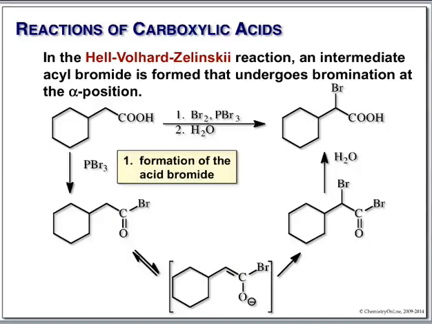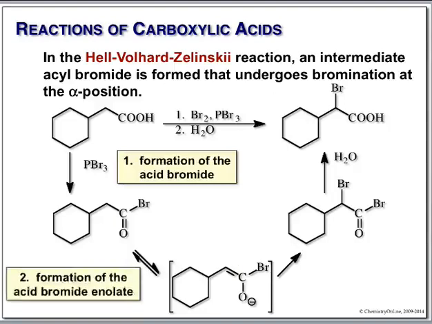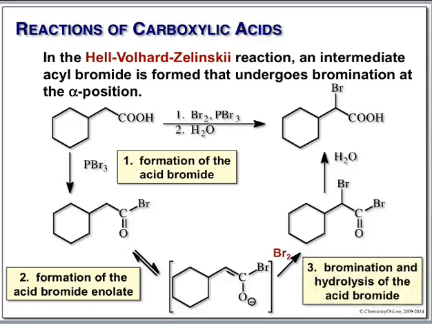Our enolate then will attack, use the acid bromide enolate. This anion then will attack bromine that we throw in. Attacks here. We make the alpha bromo acid bromide. And the last thing you do is you take the whole mess and you add water. Just like an ester, if you add water and acid, it goes back to the acid. This works even better.